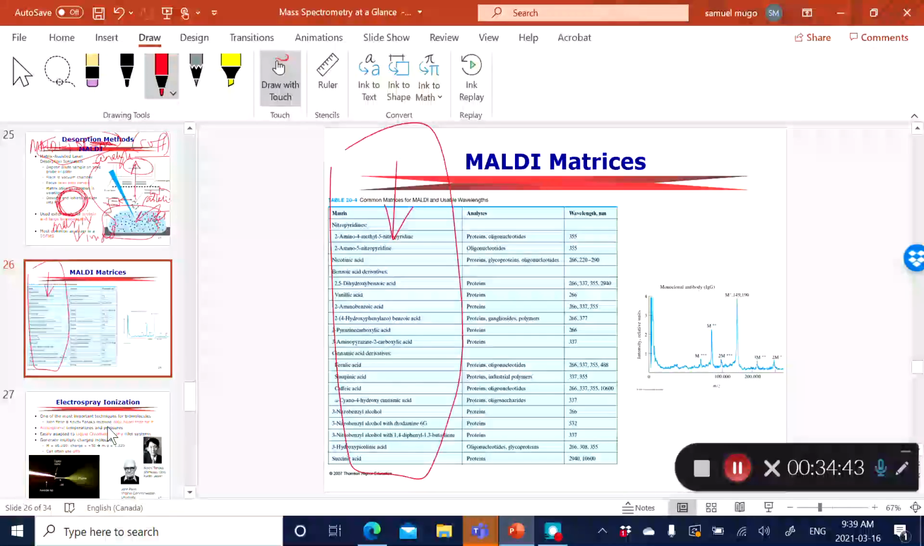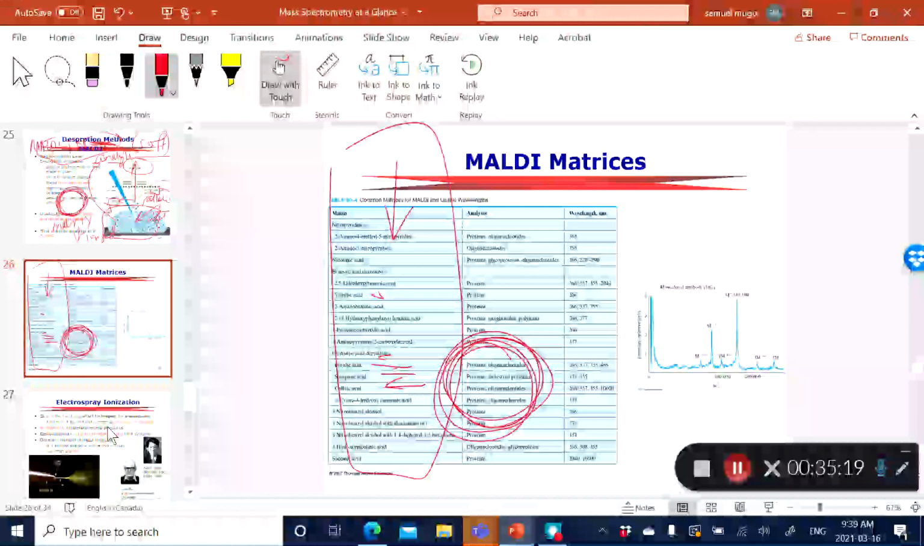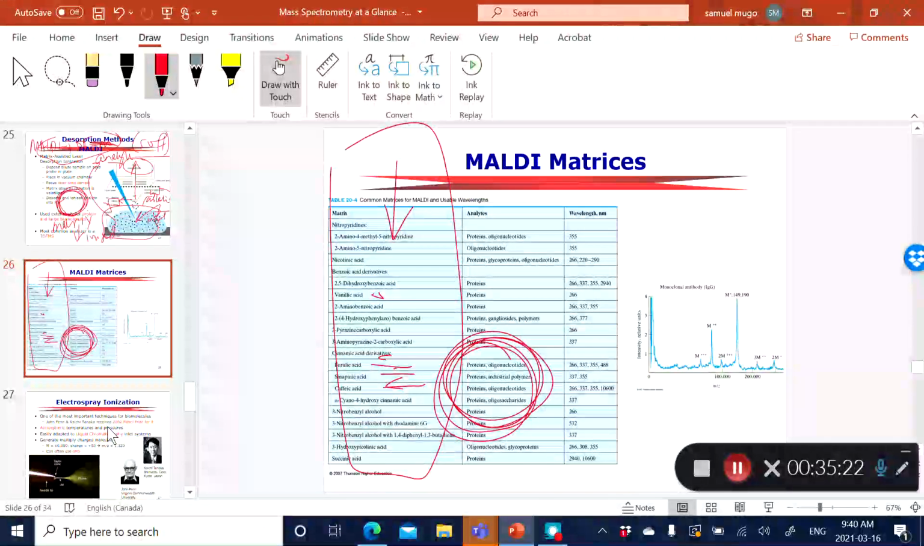Now, you choose the matrix based on the analyte. And again, it's more of an experiment or trial and error kind of thing. Matrices such as ferulic acid, sinapinic acid, caffeic acid, and so on tend to be very good for polar types of polymers. In fact, MALDI is typically used for big molecules. That's why the TOF is typically the conventional mass analyzer you use, because the TOF is used for fairly big molecules.